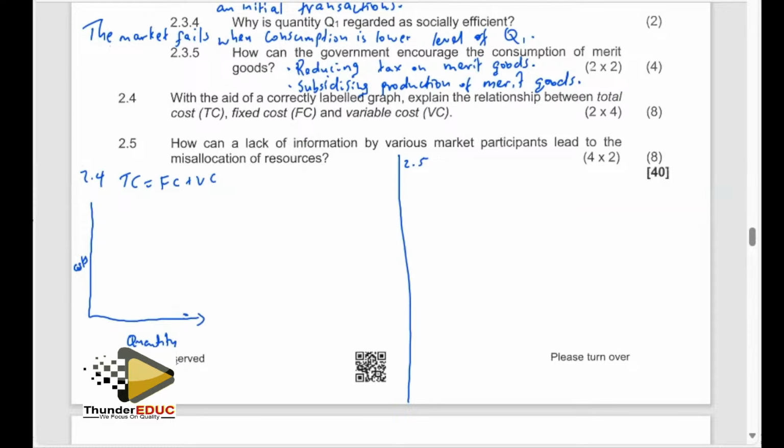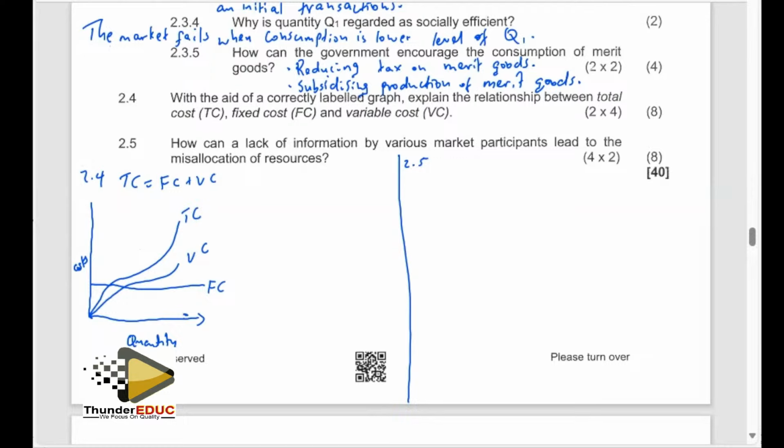So now remember we have the fixed cost. This is going to be our fixed cost graph. We also are going to have our total cost. Then from there we are going to have our variable cost. We are actually saying that variable cost remains the same over all levels of output.